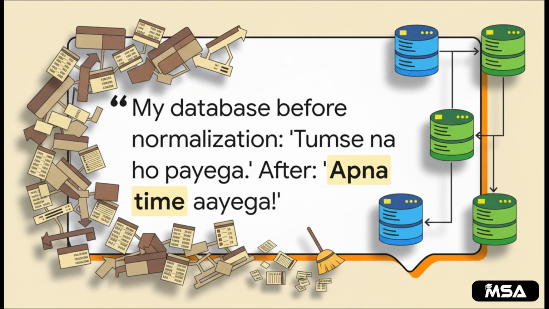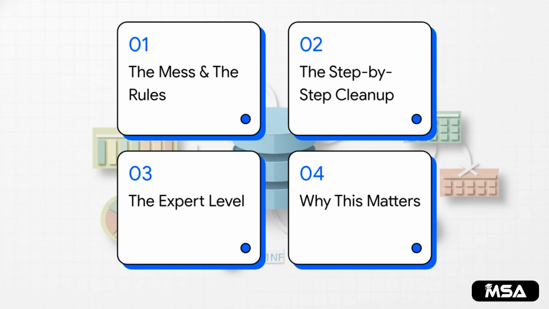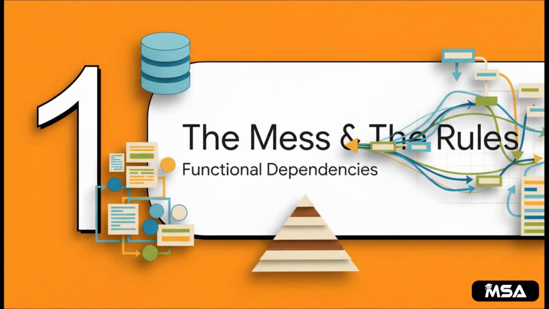तो आज हम अपने डेटा को थोड़ी तमीज सिखाएंगे। Basically, we're going to take it from a total mess to a clean, organized design through the process of normalization. So, here's our game plan for today. First, we'll look at the mess and understand the rules to fix it. Then, we'll go through the cleanup process, step by step. After that, we'll touch on some expert-level stuff. And finally, we'll talk about why any of this actually matters to you. All right, let's dive right in.